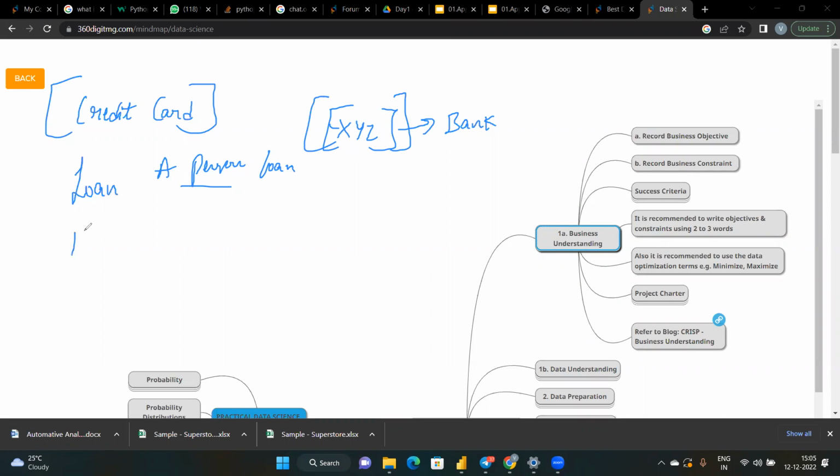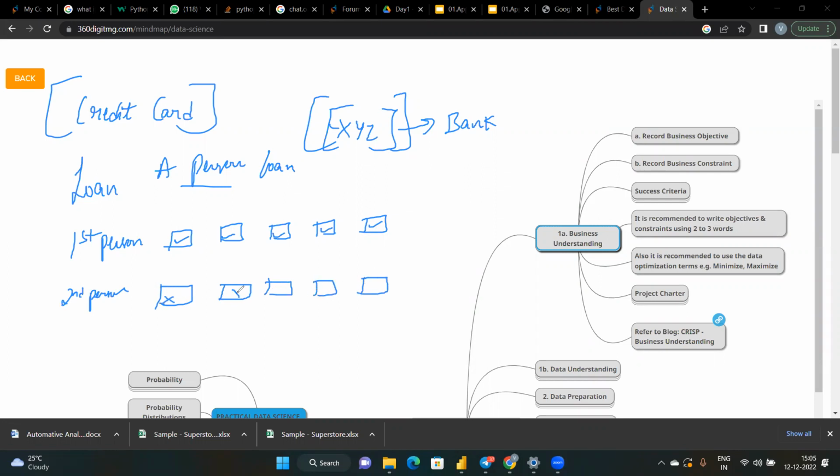Let me say the first person keeps on paying his loan. There is no cross mark against him. He keeps on paying his loan. And the second person took the same loan as the first person took, but the second person is not paying the loan. After taking the money, he is not paying the loan.